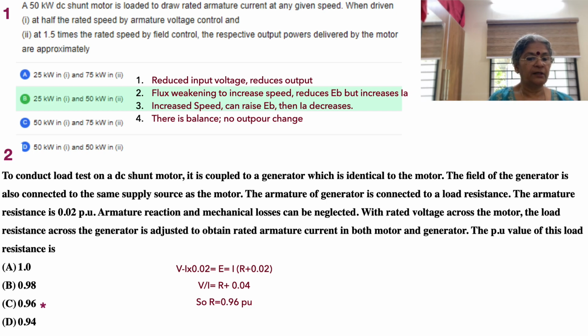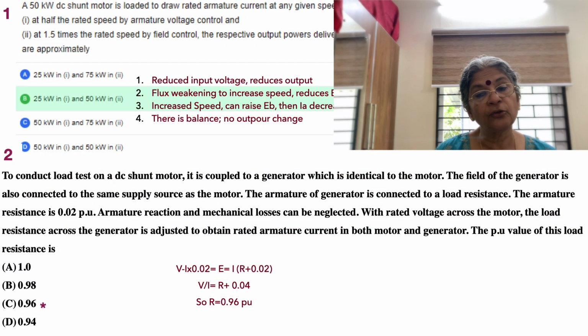Second, to conduct a load test on DC motors, it is coupled to a generator which is identical to the motor. So we have 2 motors coupled together, and they run at the same speed because they share the same shaft. The field of the generator is also connected to the same supply source as the motor, so again the field flux is also the same. The armature of the generator is connected to a load resistance.